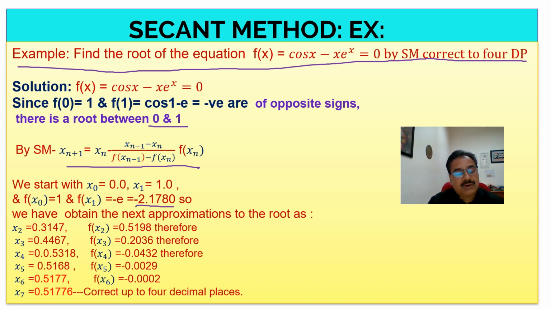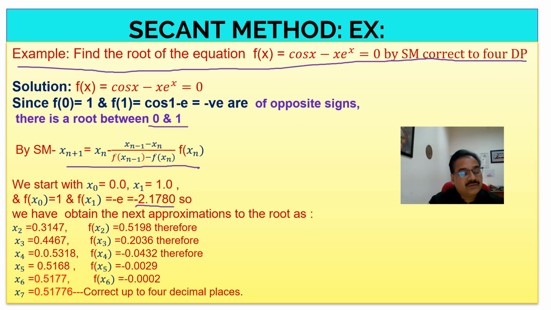and f of x2 you will get 0.5498. Okay. Therefore, x3 you can calculate by repeating the similar procedure, and x3 you will get 0.4467. Please check it. Okay. Then after getting x3, you have to again find out with the similar procedure f of x3, that will be 0.2036. And then moving further, you have to find out x4.